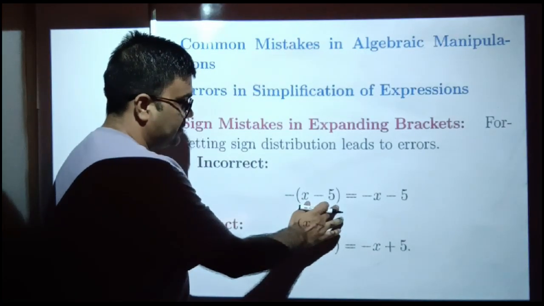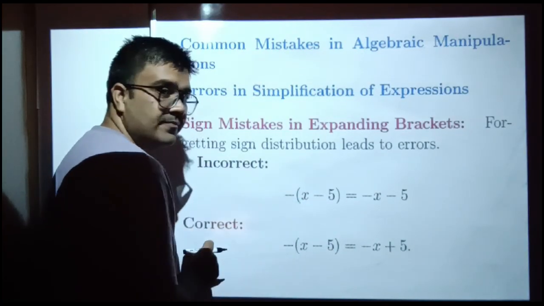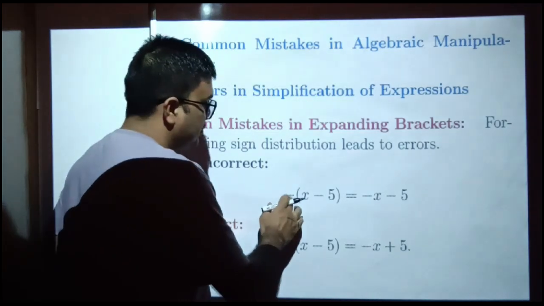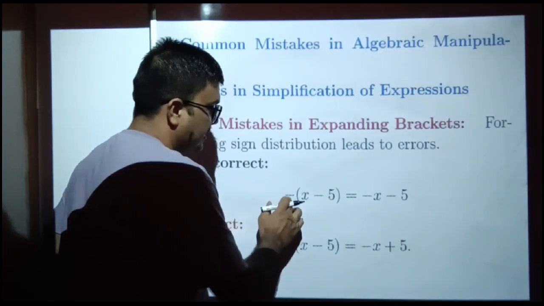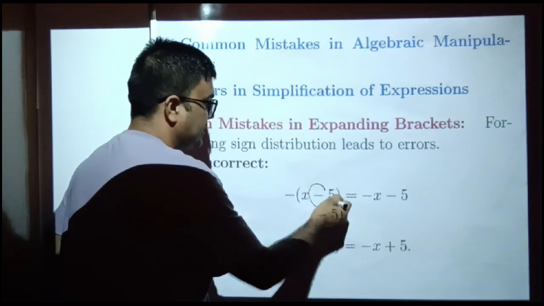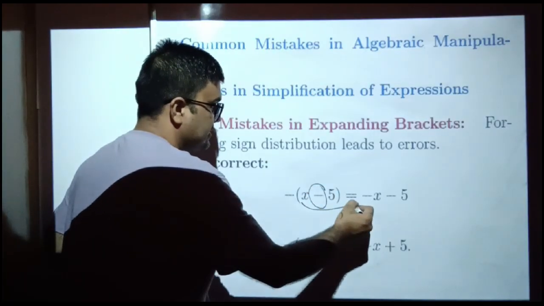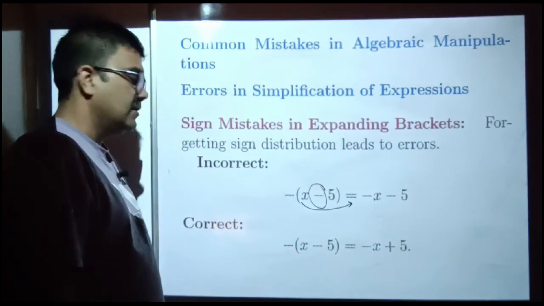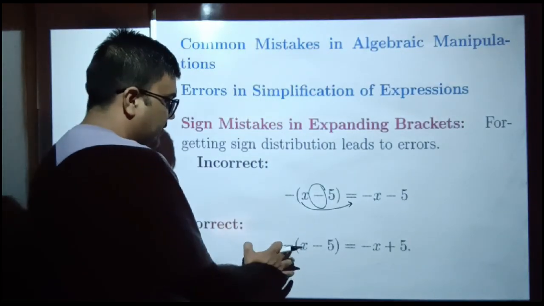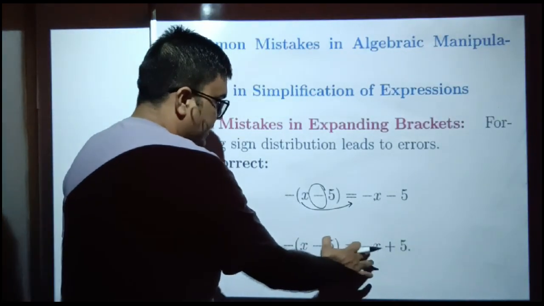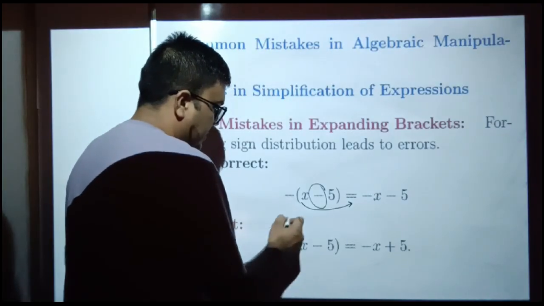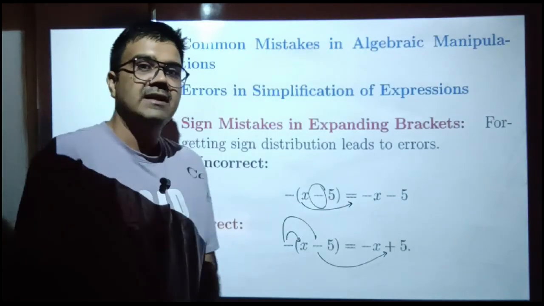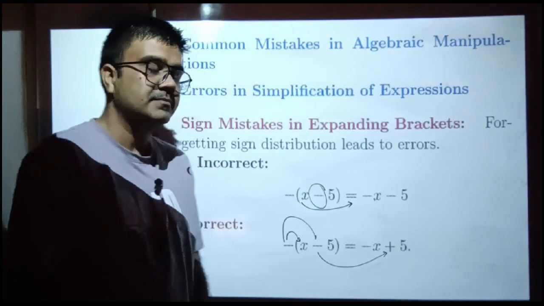When a term is given like this, minus of x minus 5, there is a minus sign over here. What students generally do is distribute this minus sign over here, but forget to distribute the minus sign at this place, and they write the answer as minus x minus 5. The correct way is, whenever we have a minus sign over here, the answer should be minus x, then minus sign over here makes this plus 5. So the answer we get is minus x plus 5.